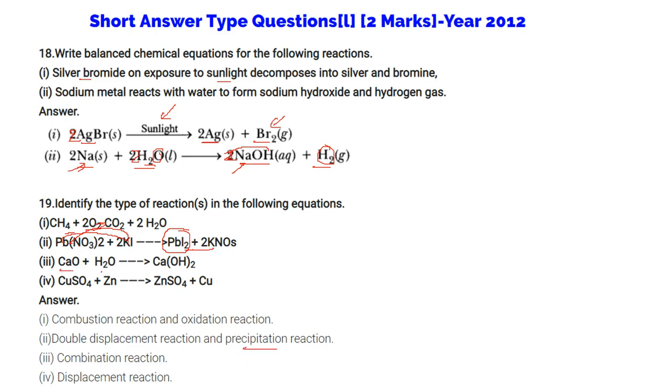Calcium oxide combines with water, H2O, to form calcium hydroxide. Two things combine to form a single thing. This is a combination reaction. CuSO4 and Zn, zinc is replacing copper from copper sulfate. So zinc sulfate is formed and copper is being replaced by zinc. This is a displacement reaction.